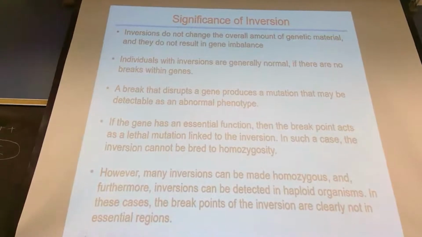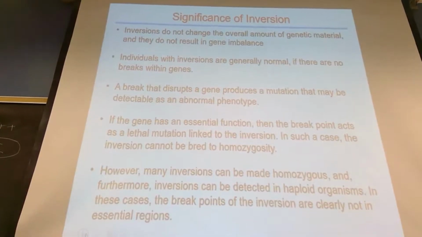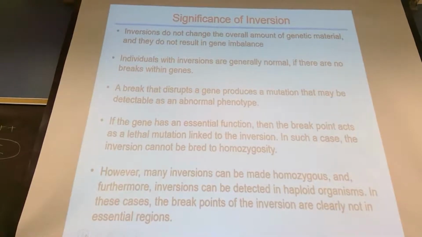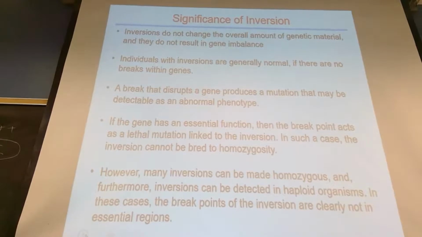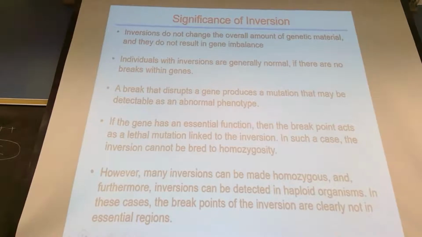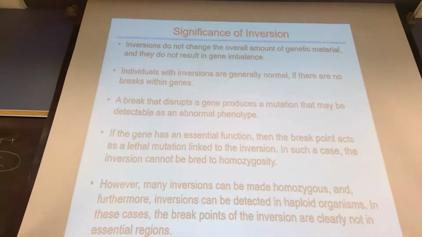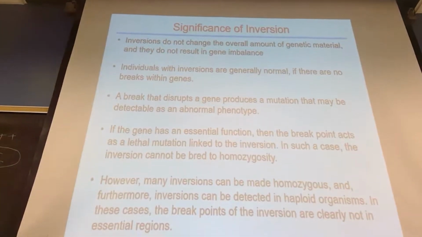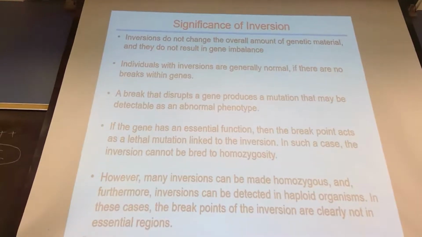Now, what is the significance of inversion? They do not change the overall amount of genetic material, okay, because there is no loss of genes. So they will not produce any kind of genetic imbalance because all the genes are there but in different positions. Individuals with inversions are generally normal. Chimpanzees are normal, humans are normal, we are all normal. We have inversions in our body.